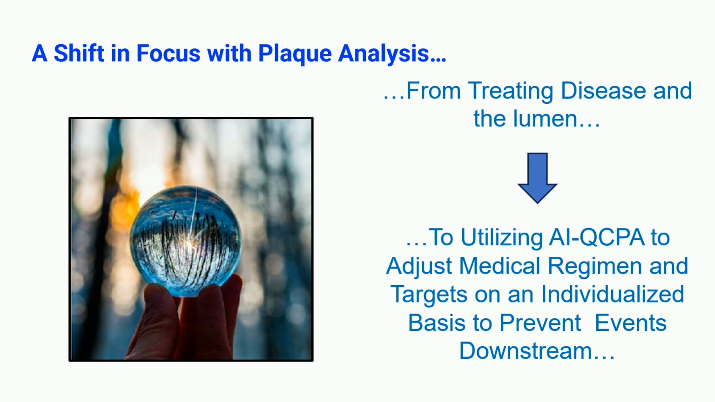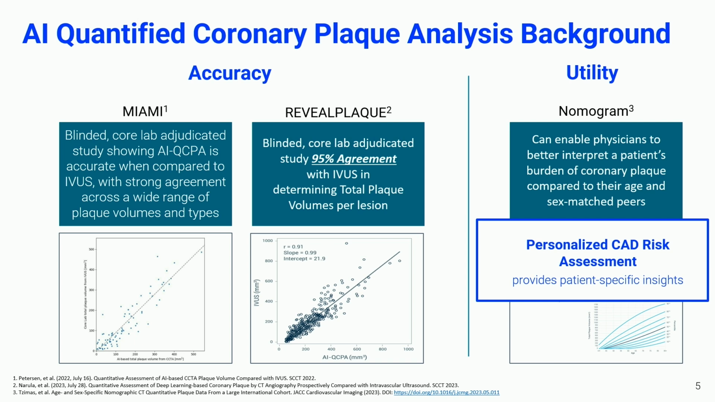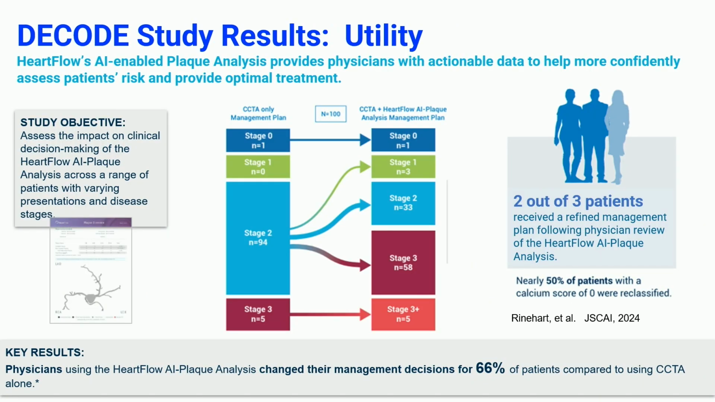to actually utilizing this plaque analysis so we can adjust our medications and target things on an individualized basis to actually prevent events downstream? So again, we've looked at all of the accuracy data earlier as well as the nomogram data that says we can actually have a personalized risk assessment that helps give the patient specific insights into their plaque burden and actually hopefully be able to show them and interact with them on a personal basis in their clinic appointments.